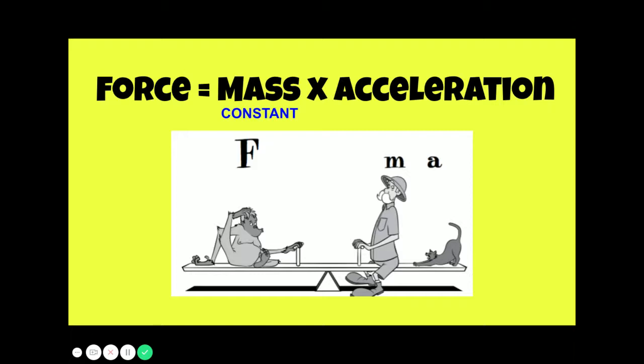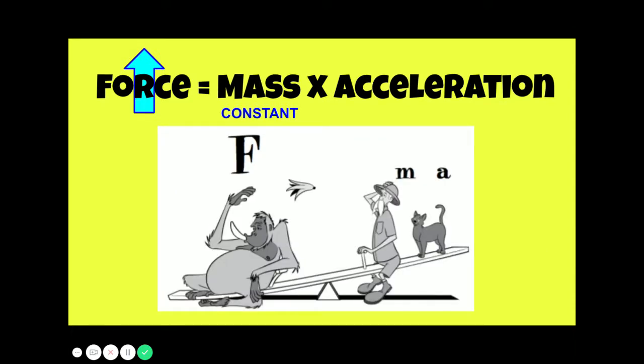So in this example, we are not going to change mass. Mass will remain constant. So our guy there is not going to change. But what happens if the force gets bigger? So what happens if this orangutan gets bigger all of a sudden? Well, the teeter-totter is now out of balance, right?